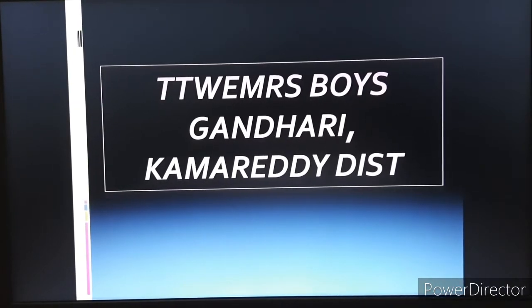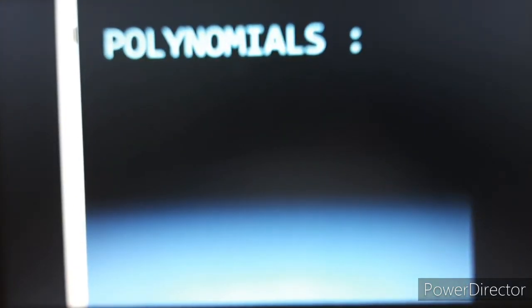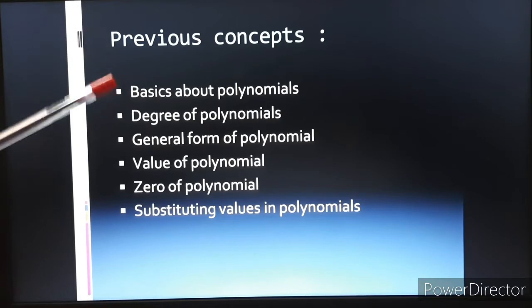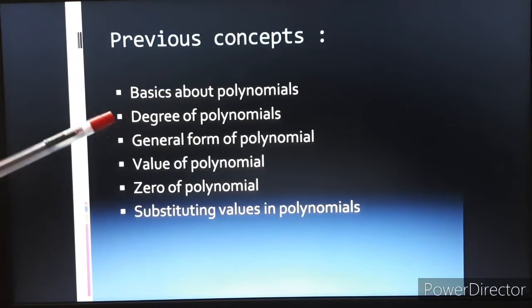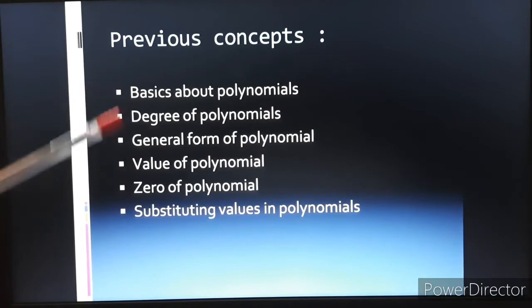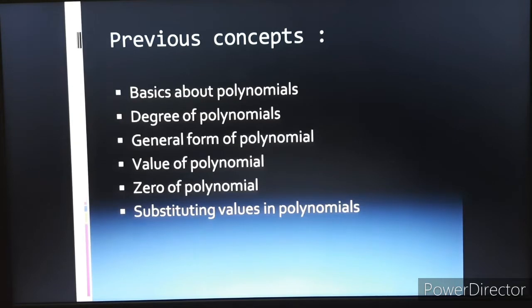Yesterday we discussed polynomials, right? So today we'll learn some more topics on that chapter. Before going to that, let's quickly see what we discussed in the previous class. Previous concepts, what did we learn? Basics about polynomials and degree of polynomials, general form of a polynomial, value of a polynomial and zero of a polynomial, and then substituting values in polynomials, right?